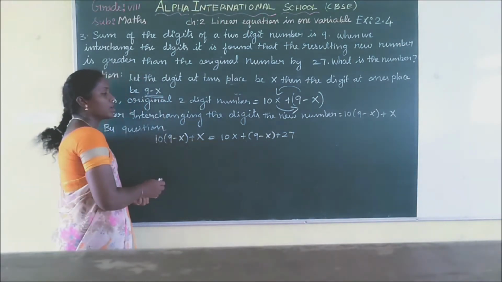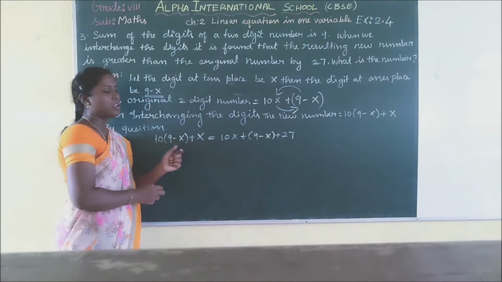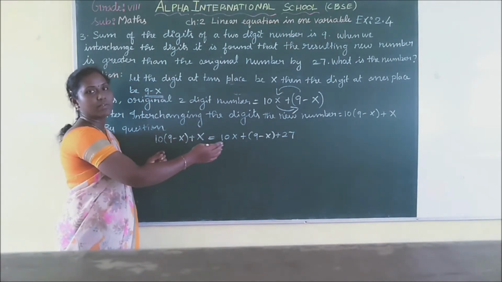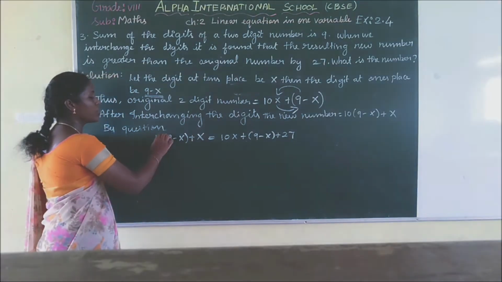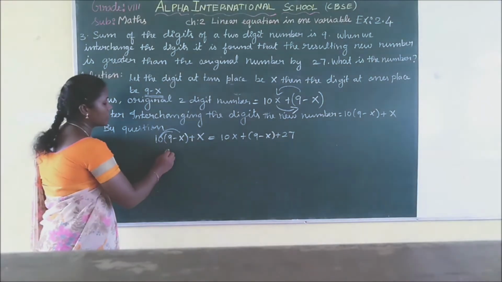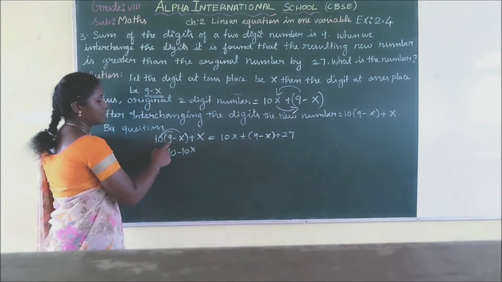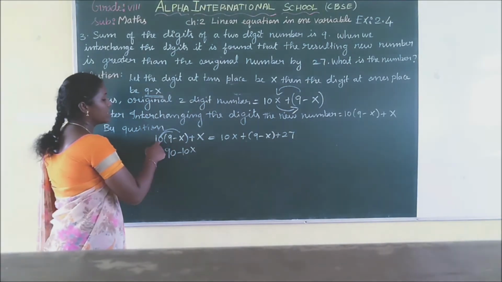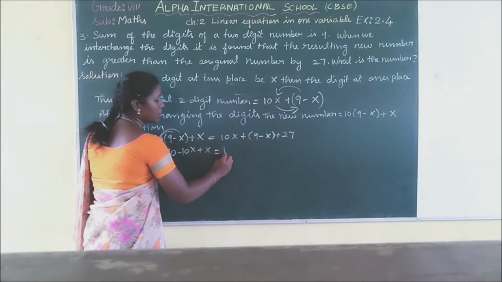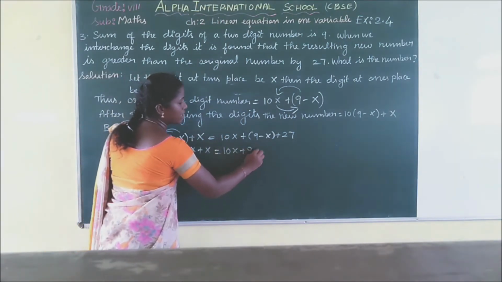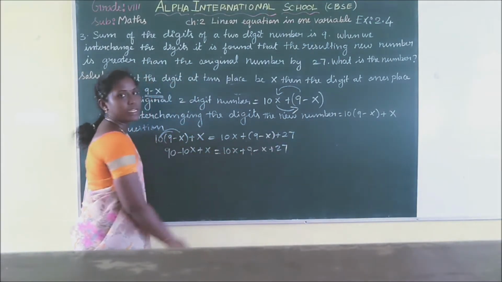So now we have a linear equation. Here only one variable x is there, but many x terms are there. We have to group them and find the value of x. How to do this? First we multiply 10 inside the bracket. 10 into 9 is 90, 10 into minus x is minus 10x, plus x. Here there is nothing to multiply, so we can directly remove the bracket and simplify. So 10x plus 9 minus x plus 27.